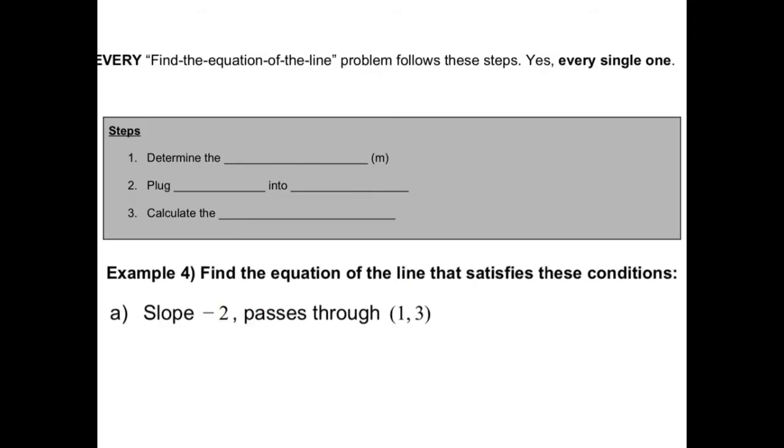Every single find the equation of the line problem follows these steps. First, you must determine the slope, and this would be depending on what information you are given. You'll use the lesson material from 4-5. Then you will plug m, x, and y into the slope-intercept form. So you will have a number in the y location, a number in for m, and a number in for x, and the only variable left will be b, so you can calculate that b value or the y-intercept.